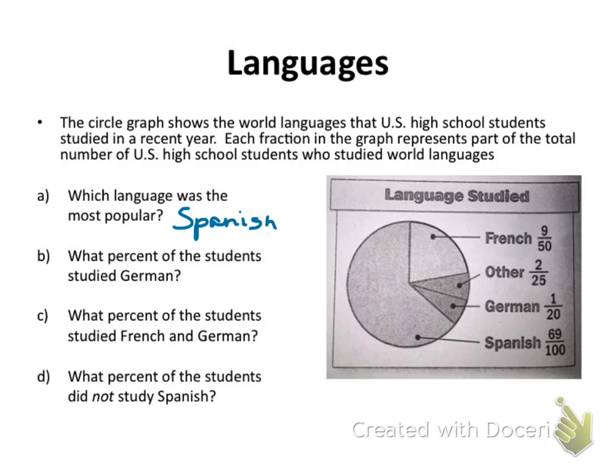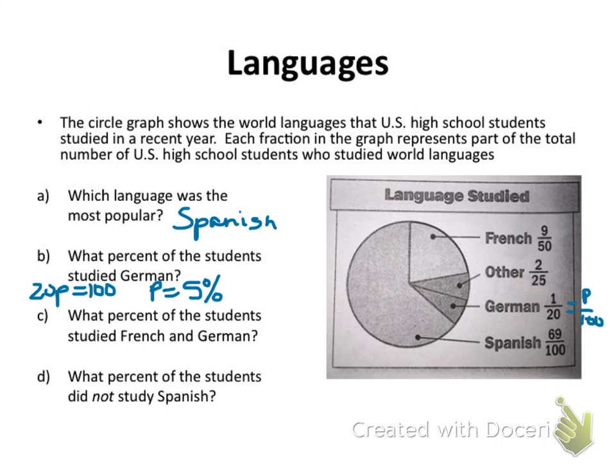So what percentage of the students studied German? In part B, we know that the fraction is 1/20th, and if we wanted to change that to a percent, we have a percent proportion that would be equivalent. So we would have 20p is equal to 100. So p is equal to 5%.